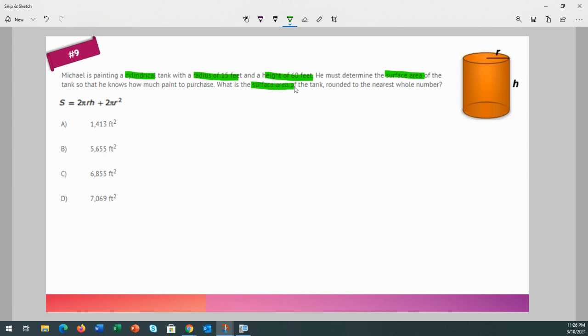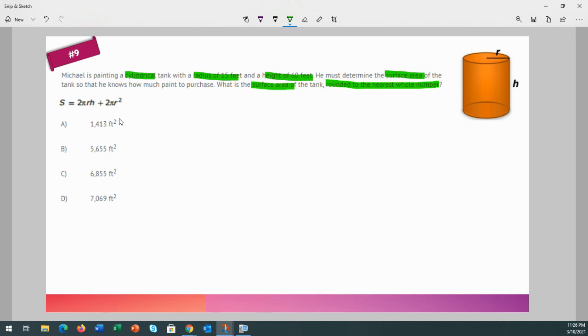So what is the surface area of the tank rounded to the nearest whole number? Okay, we have a lot going on here. We need the total surface area of a cylinder. So I went to the formula sheet. I got the formula. No big deal. We can plug in the pieces we need.